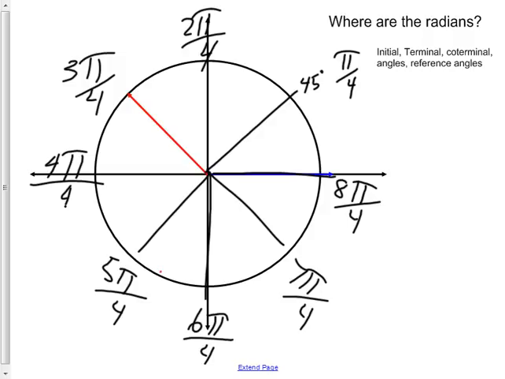Now, why do you have to memorize all these? Because we're going to do tons of stuff with them. The first thing today is they're going to say, like, is sine positive at 5 pi over 4?